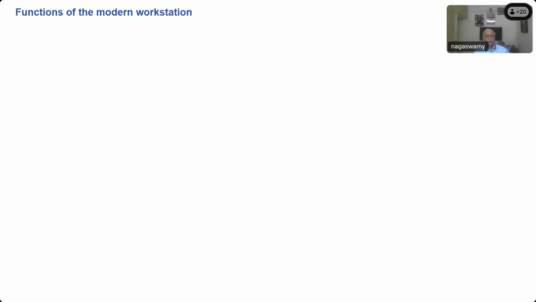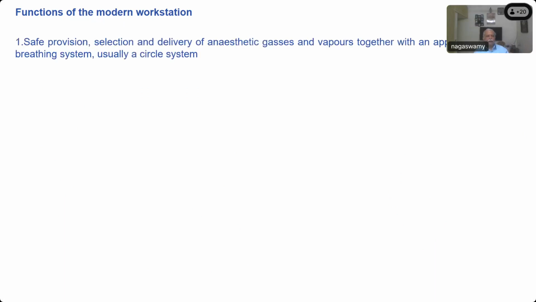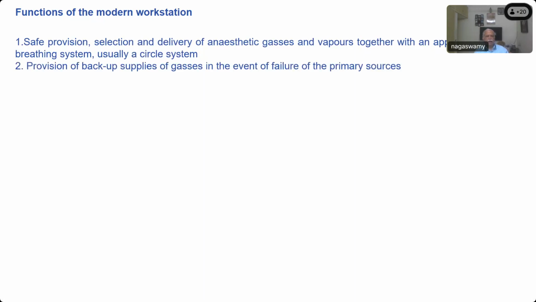Okay, so we will not waste time. So safe provision, selection and delivery of anesthetic gases and vapors together with an appropriate built-in breathing system, which is usually a circle system. This is the first component. Second is provision of backup supply of gases.